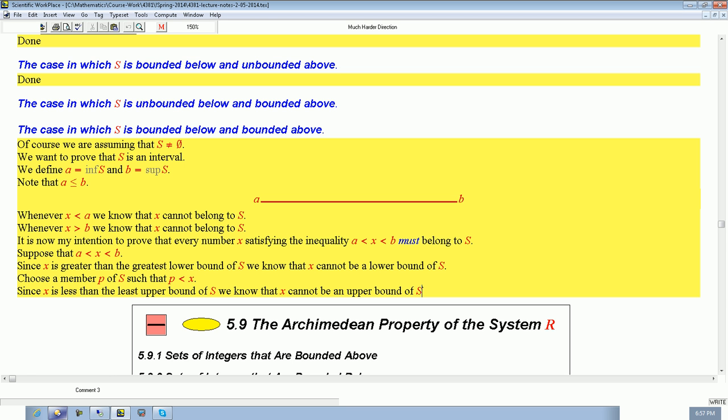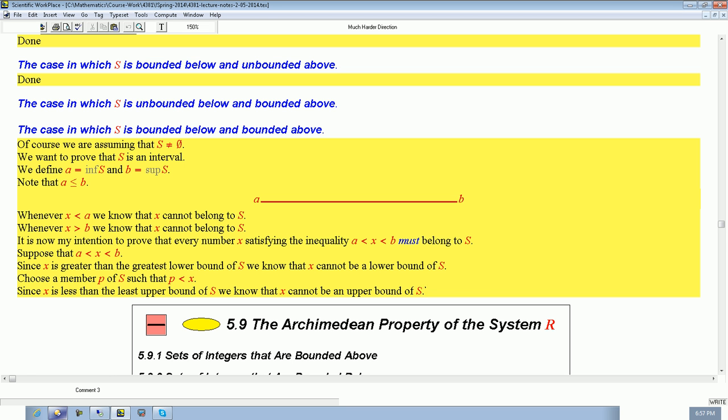If a person is younger than everybody in this room, then that person can't be in this room. If a person is younger than the youngest person in this room, that person is not in this room. Very simple idea, and we're using the same thing over and over again. The way to get this is by rewriting. So X is not an upper bound of S. What does that mean?